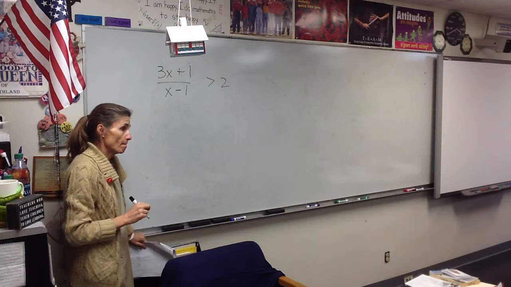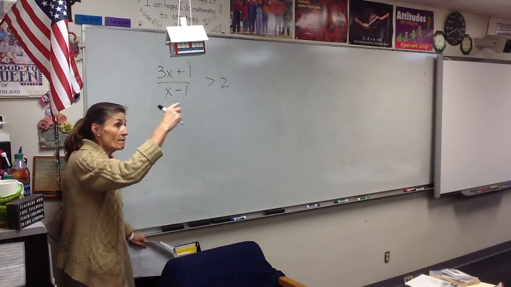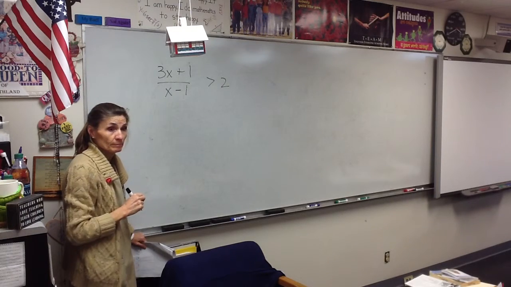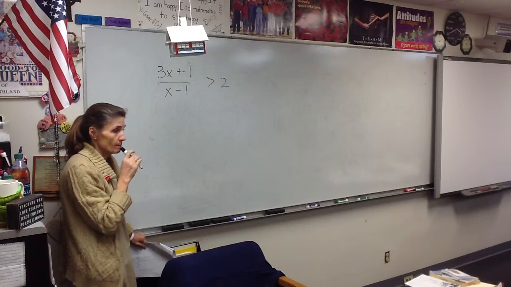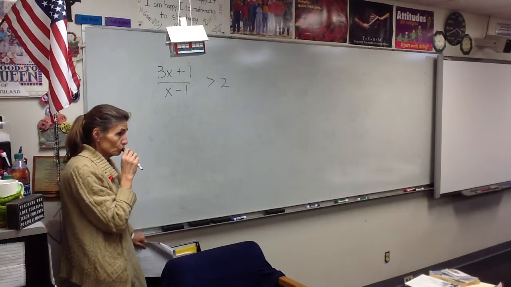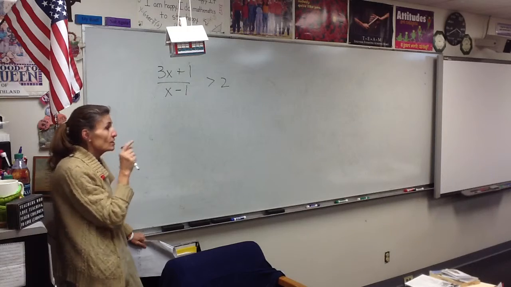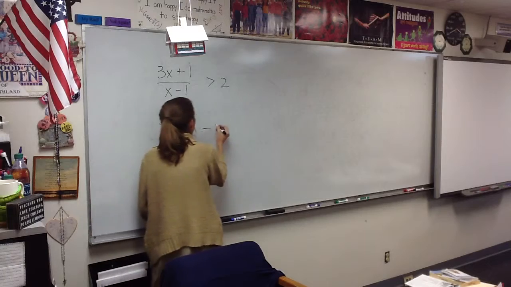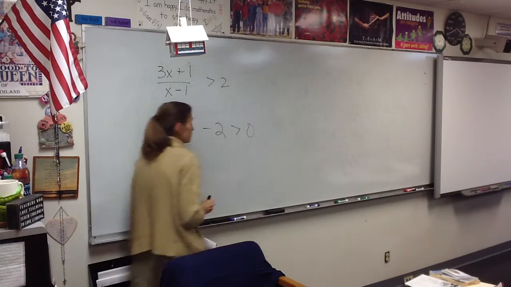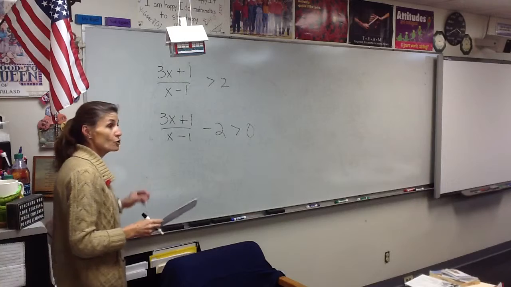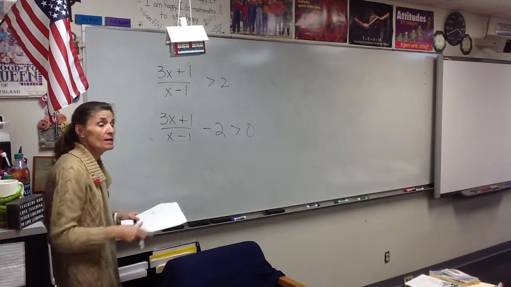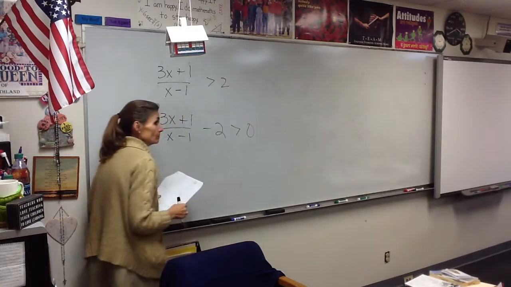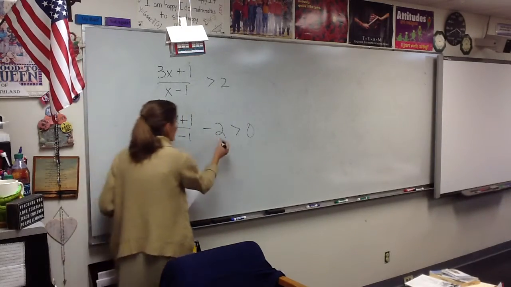Step 1. Look at the one above it. We did that on Friday. What's step 1? Multiply by x minus 1. Subtract the 2. In an inequality, you cannot multiply through. You can do that in an equation, but not in an inequality. In an inequality, we have to subtract 2. Now, that's like 2 over 1, right?